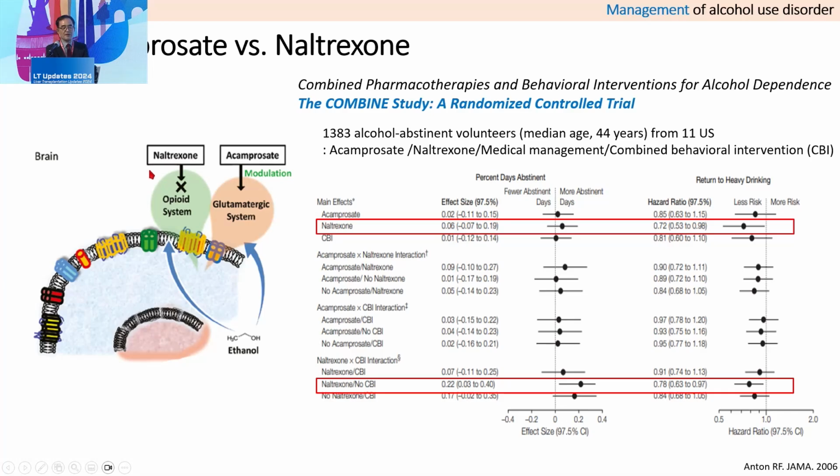Alcohol also affects the central nervous system by acting on GABA receptors. Acamprosate works as a modulator at these GABA receptors, helping to ease chronic withdrawal symptoms and reduce cravings. The combined study found that naltrexone, particularly when paired with behavioral interventions, is more effective in treating alcohol dependence than acamprosate.